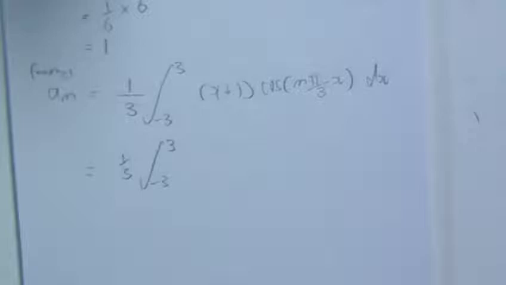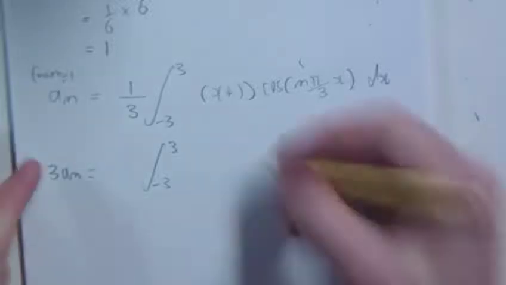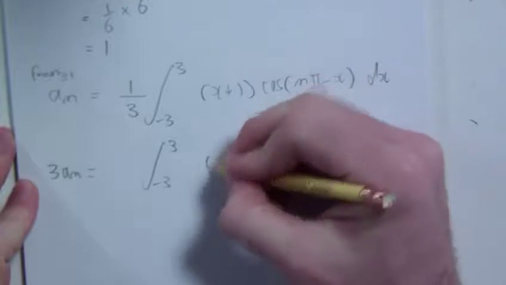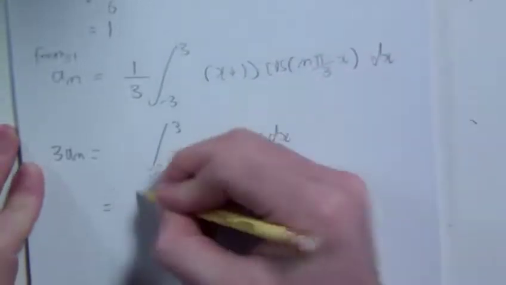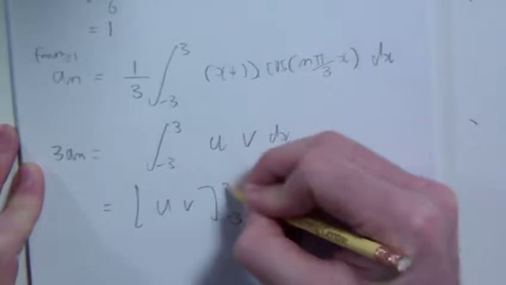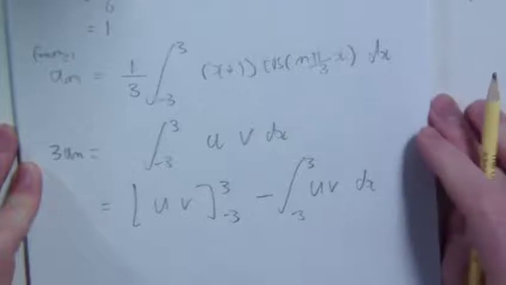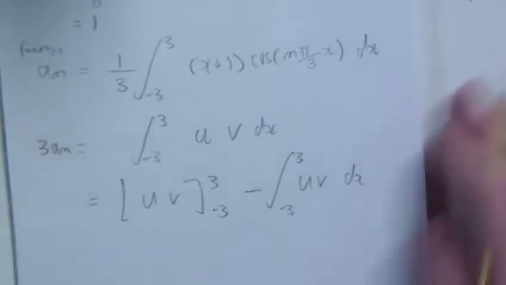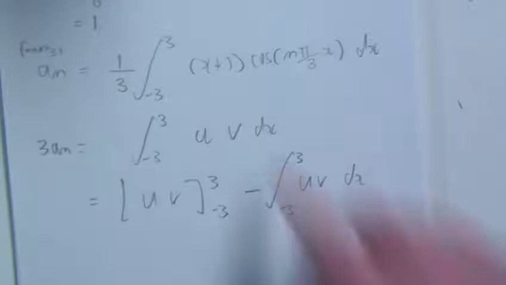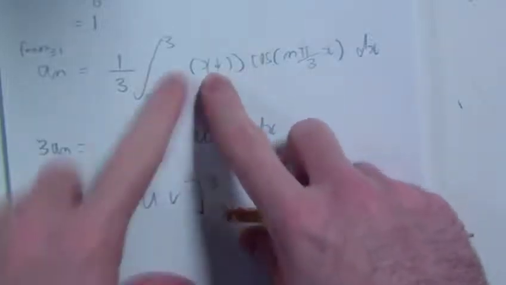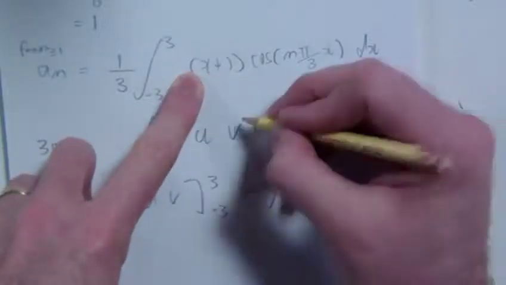So I'm going to have to do integration by parts. And actually, just to make it easier, I'm going to have to divide by that 3 later. I'm just going to go 3Am is equal to this. And then I don't have to worry about putting the third everywhere, and I'll divide by the 3 at the end. So integral of u v' dx. Okay, so that's integration by parts. And one of them will have to have a dash and the other one won't. The x plus 1, if I differentiate it, will disappear. It'll become a constant. So I'll put the dash on the u and integrate the cos.